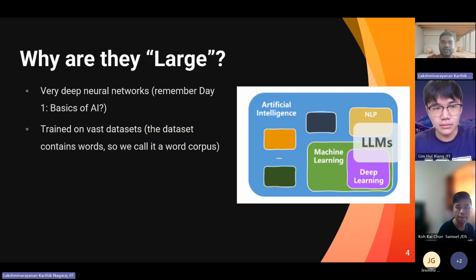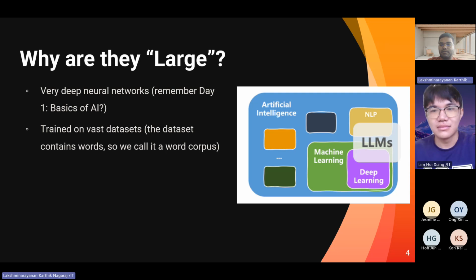So why is it called large exactly? That's where I'm coming to. If you remember what I said on day one, large usually refers to models that have very deep neural networks, so there are a lot of interconnected nodes and so on. One more thing to note is that they are trained on vast amounts of data sets, and these data sets usually contain quite a lot of words.